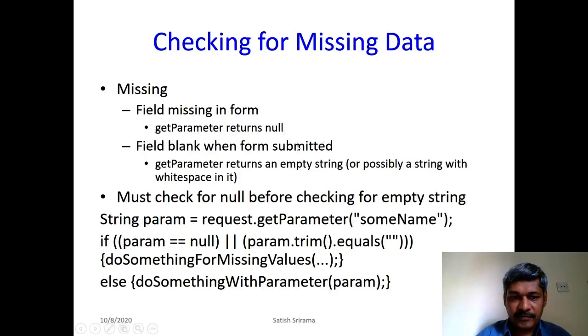Of course, say for example, if somebody has not filled in the last name, then lname will come with an empty string. If you leave it blank, it will go with an empty string. So whenever you are reading these parameters, you must always check for null before checking for the empty string. Say for example, param = request.getParameter on name, you extract it. Then you have to check whether param is equal to null, or whether param.trim().equals(""), which means you have not entered anything, or you just entered spaces.